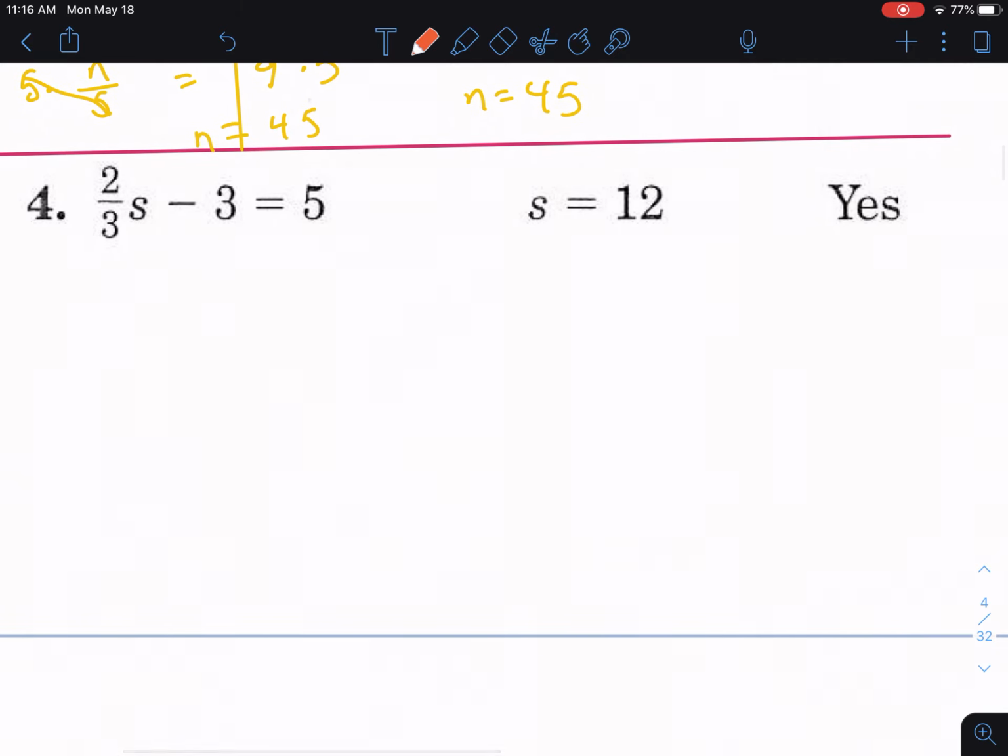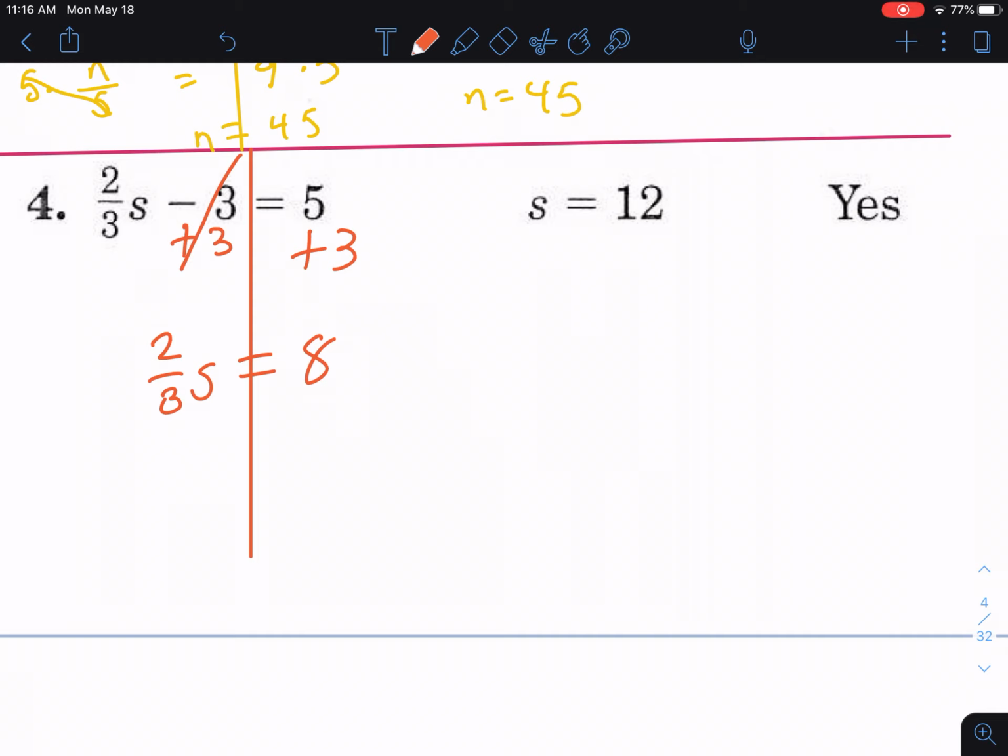Now last one. We have 2/3 s minus 3 equals 5. Okay. Once again, we've got to get rid of that 3 first. You do the number that's with the letter, the variable, last. So instead of subtracting 3, we're going to add 3 to both sides. These will cancel out. So we have 2/3 s equals, and 5 plus 3 is 8.